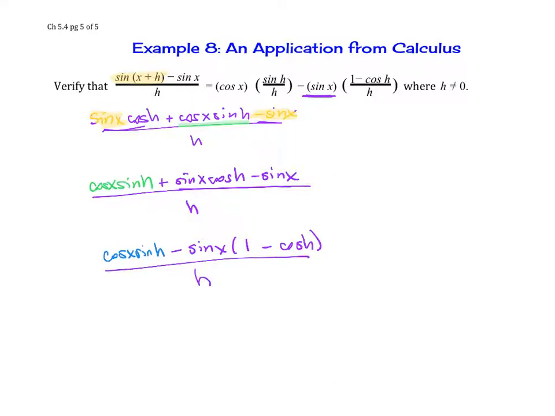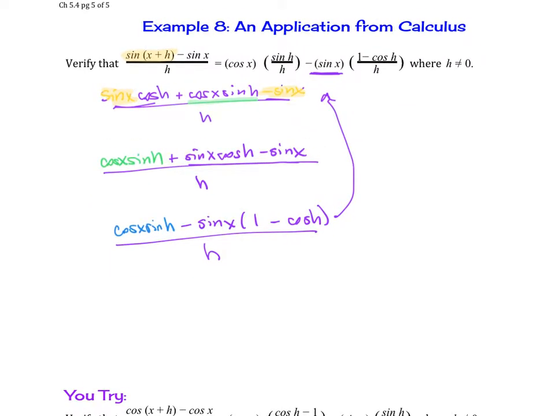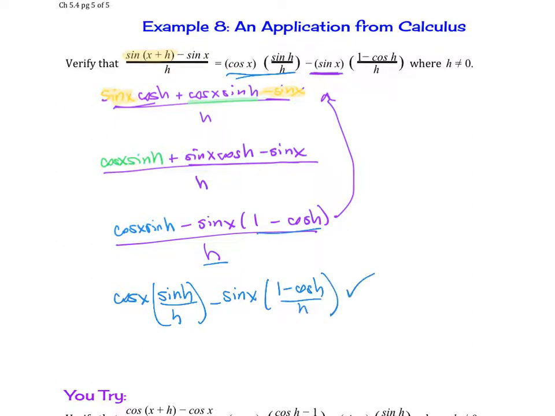So if you notice, it's looking really close to what we have above here. So we just need to split up the fraction. So we're going to split it up. So notice this first part, you take out the cosine of x or factor it, put it on the outside. Then you just group together the sine of h over h. Then this is minus sine of x, and then you group this and this together. So 1 minus cosine of h over h, and now it's verified.